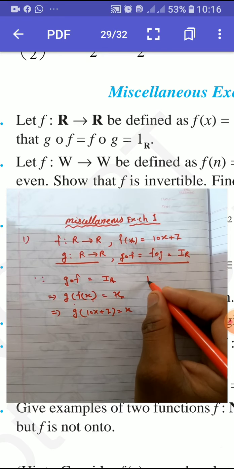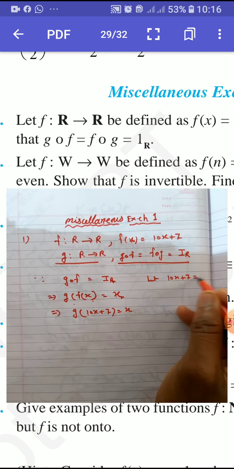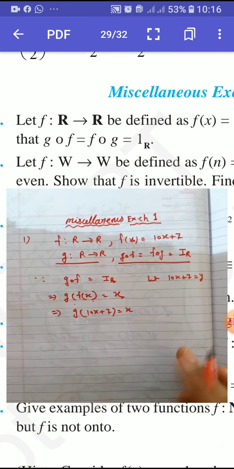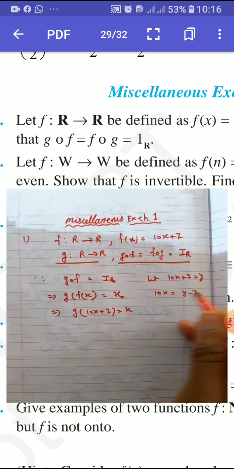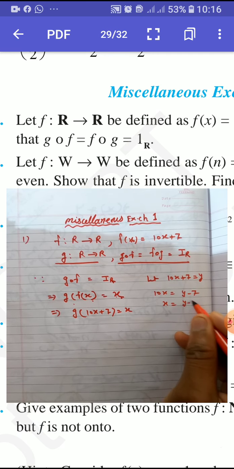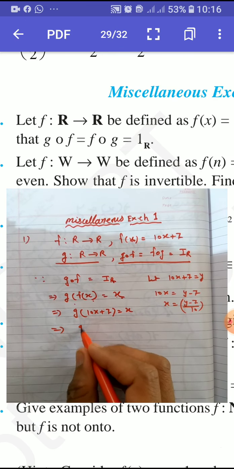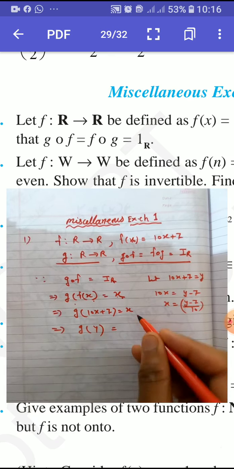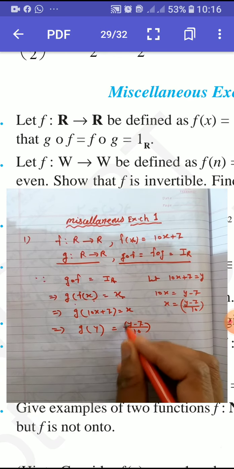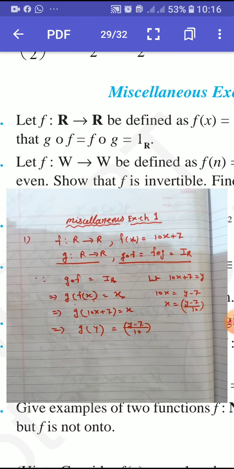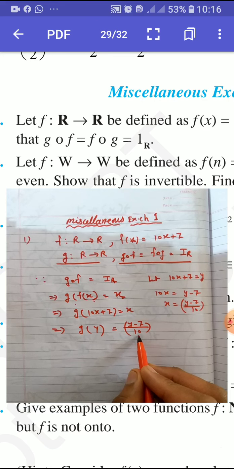Let 10x + 7 = y, you can assume, and 10x = y - 7, x = (y - 7)/10. So this implies g(y) equal to, in place of x, you can write (y - 7)/10. Therefore the g function is g(y) = (y - 7)/10. Right?